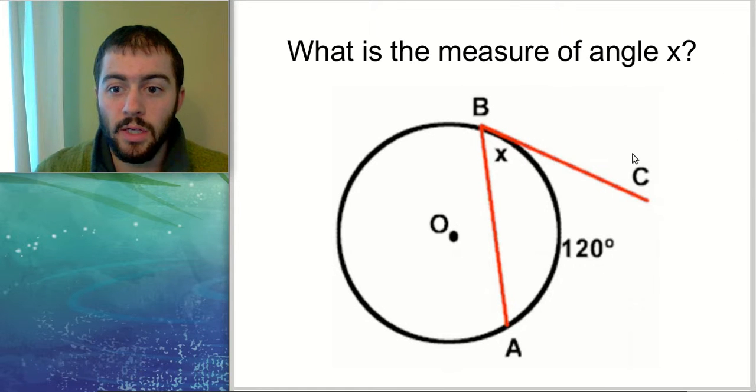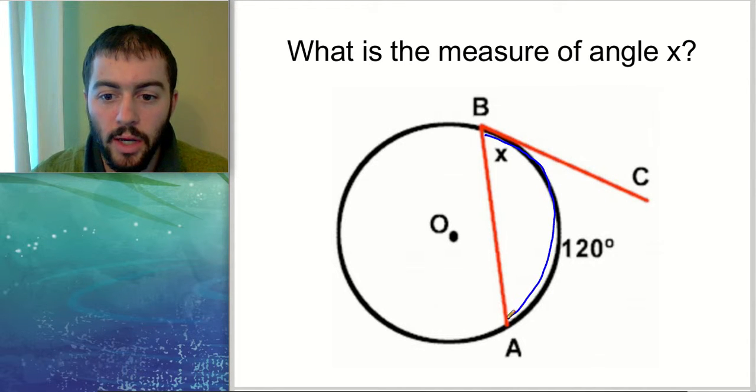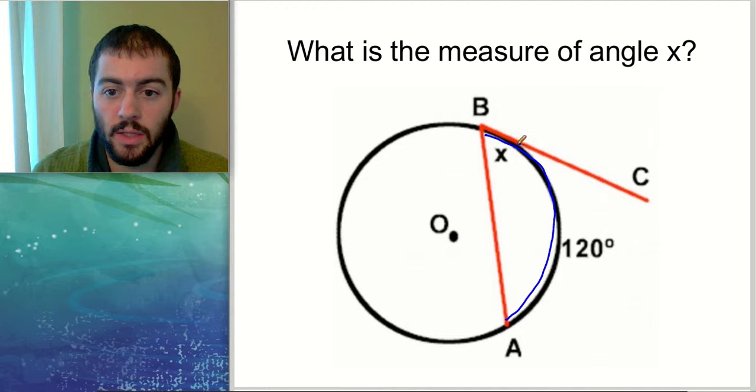So for practice with this, here we have a tangent line BC and we have a secant line AB. Find the measure of angle X based on this arc. So again, pause the video, try this out on your own. So what we have here is the measure of the intercepted arc as 120 degrees between this tangent line and this secant line.